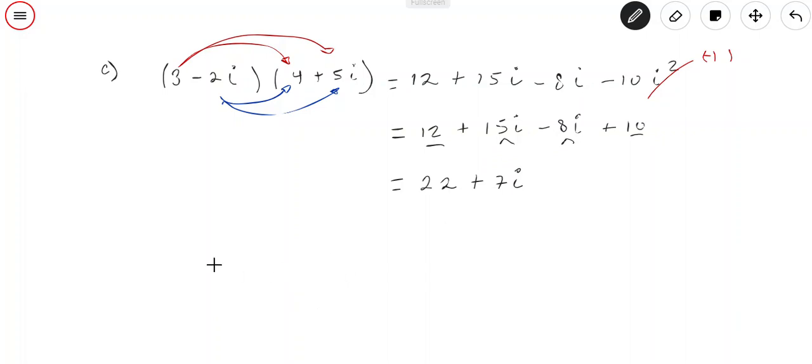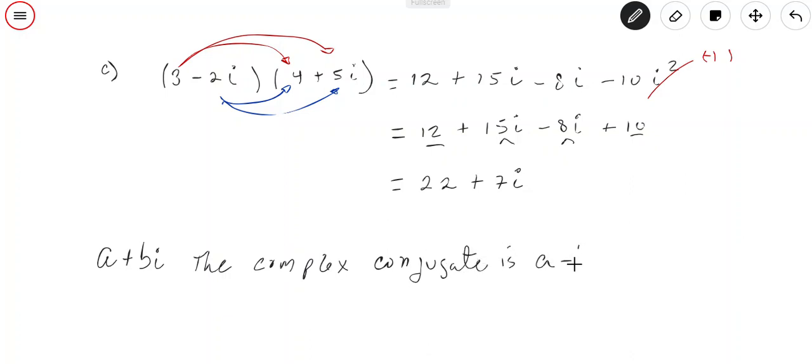Now, if we have a number a plus bi, we have that the complex conjugate is a minus bi. So why is it important to introduce this definition of complex conjugate? We're going to see why in the next examples. But first, let me give you some examples.